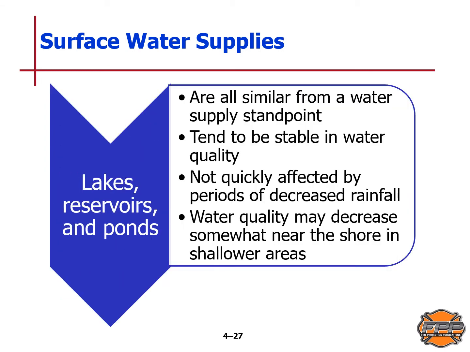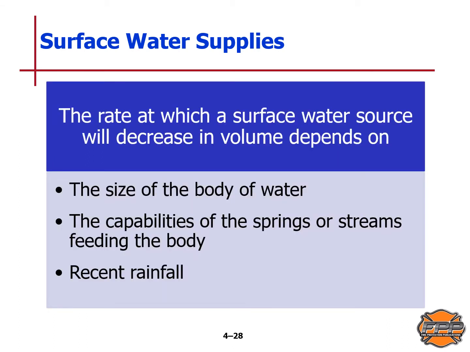Lakes, reservoirs, and ponds are all generally similar from a water supply standpoint. They tend to be stable in water quality, and they're not as quickly affected by periods of rain or decreased rainfall as rivers and streams are. The water quality may decrease somewhat near the shore in shallow areas of the body of water. The rate at which surface water will decrease in volume depends on the size of the body of water, the capabilities of the springs or streams feeding the body, and recent rainfall.